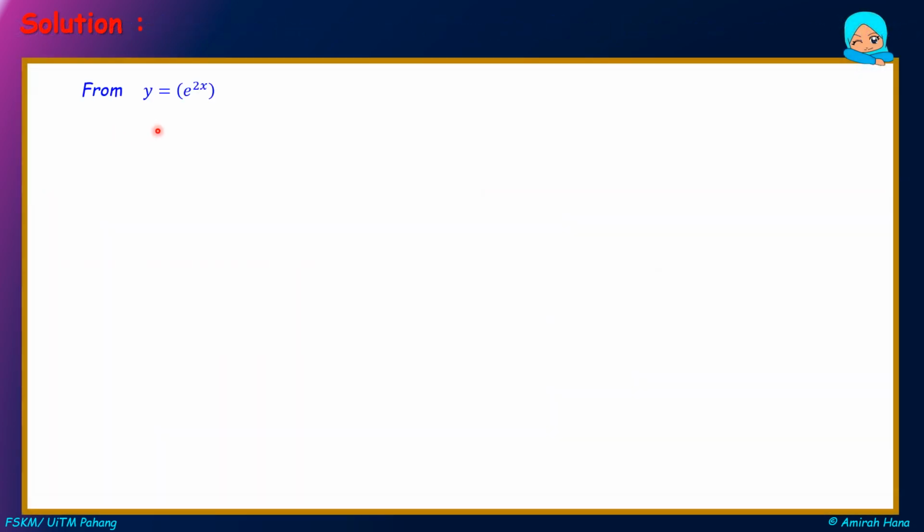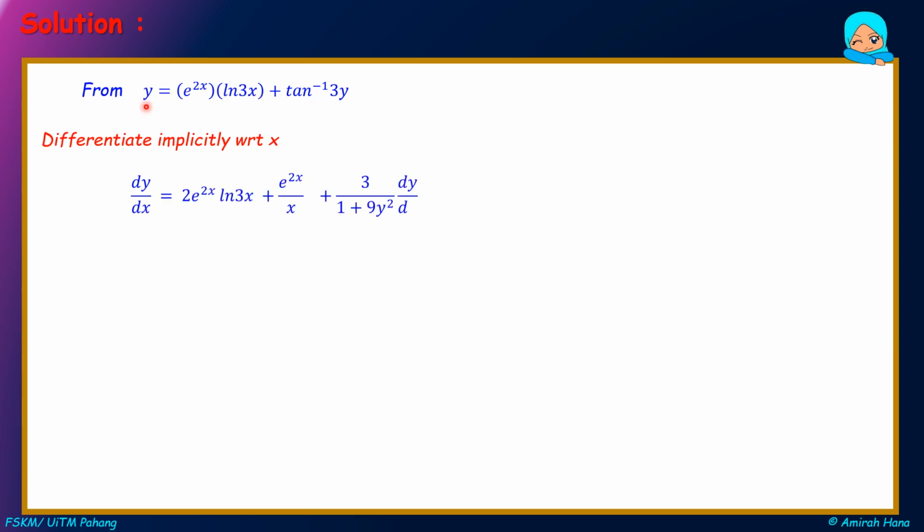Right, from the given question, we have y equals e to the power of 2x ln 3x plus inverse tangent 3y. Okay, and then we differentiate implicitly with respect to x, because we have variable y here and here. Then we just differentiate one by one. When we differentiate y, the answer equals dy over dx. We differentiate y with respect to x.